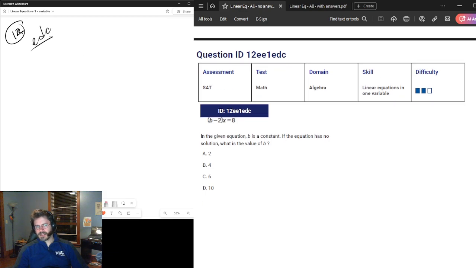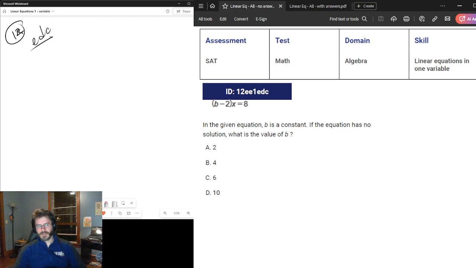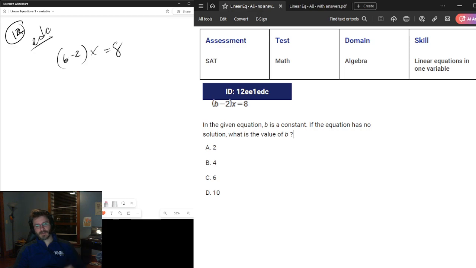Question 12, code EDC. 2 pips on the difficulty. Give it a shot. All right, we got b minus 2 times x equals 8. Again, we saw last video that the constant means nothing for us. It doesn't move us towards the answer, so we ignore it. Has no solution. We haven't seen this before. We saw infinite solutions in the last video. No solution is similar in that the slopes of a linear system, if they have no solution, that means they're parallel.